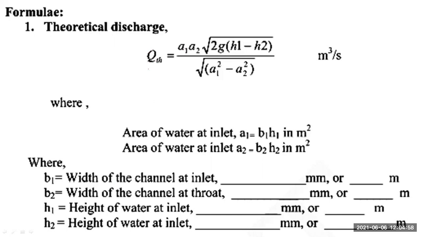That is, Q theoretical is equal to A1 A2 root 2g (h1 minus h2, which is nothing but the head loss h) divided by square root of A1 square minus A2 square. The same formula is used here, where A1 and A2 are the area of the water at inlet and at the throat. So you are going to record B1 and B2, that is the width of the channel at the inlet and at the throat.